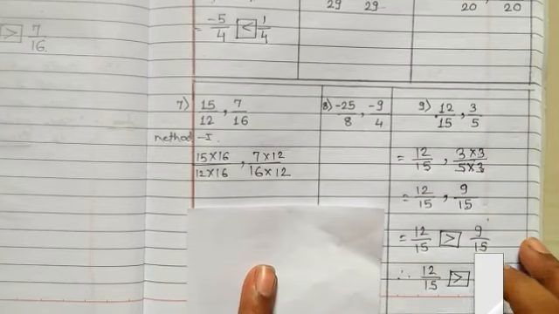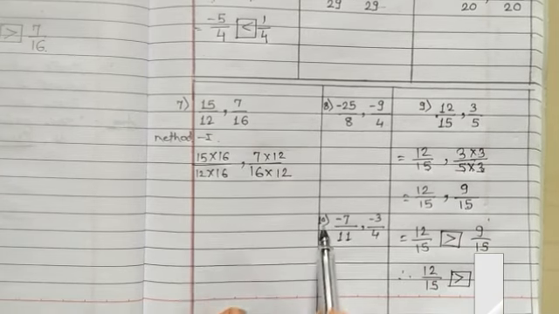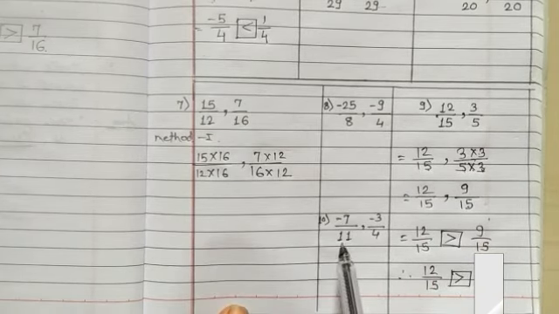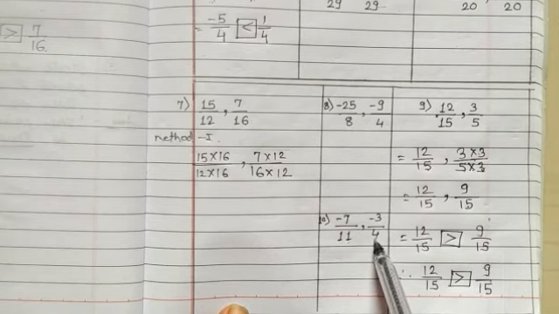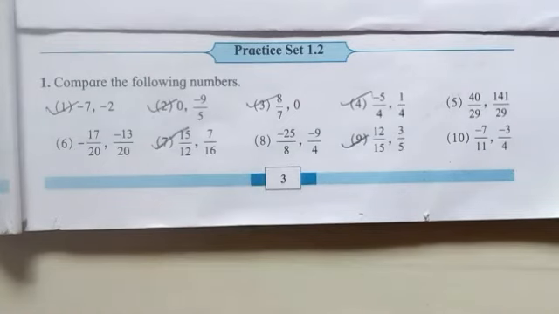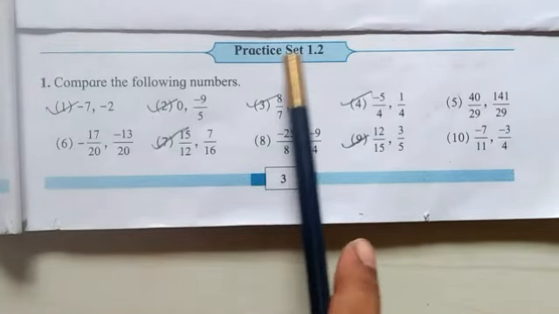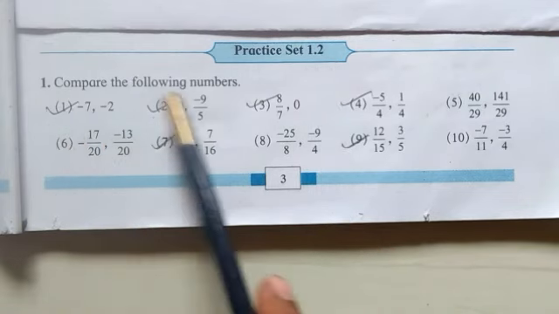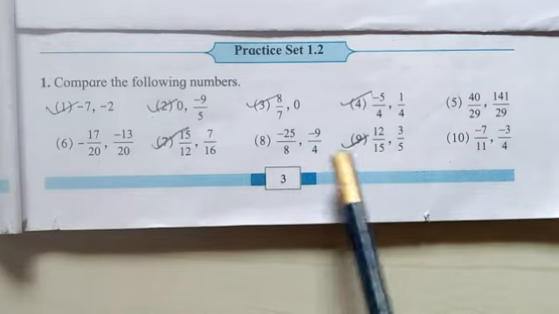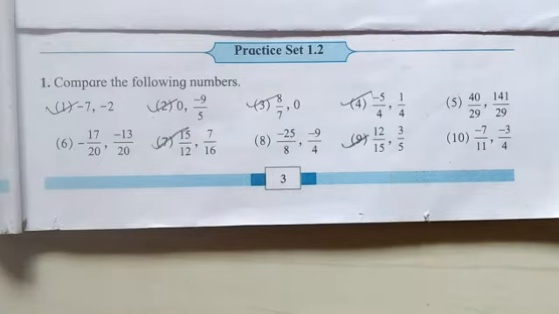The last question is the 10th one. Negative 7 upon 11 and negative 3 upon 4. Again you have to do the cross multiplication, or you can make the denominators equal and solve this sum. So students, in that way we have solved our practice set number 1.2. Among that, questions number 1, 2, 3, 4 and the 7th and 9th I have already shown you. The remaining questions you have to solve on your own.